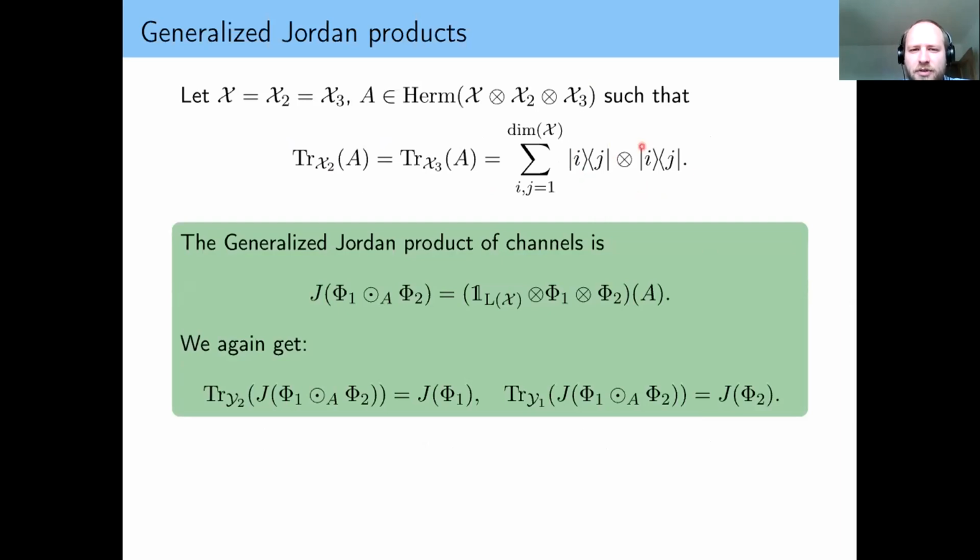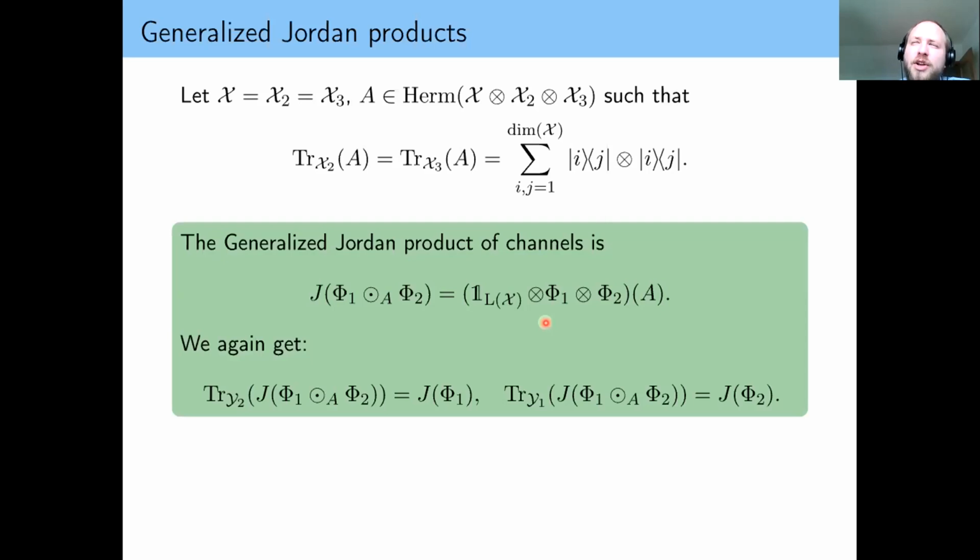And you can define the generalized Jordan product as follows: you basically apply the two channels to the fixed operator A. And again, we can get that the marginals are correct and the channels are compatible if and only if this is positive semi-definite.